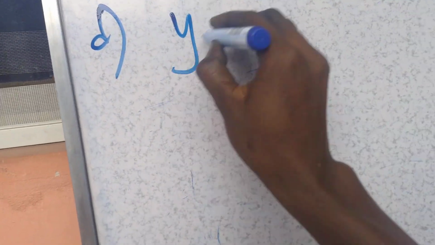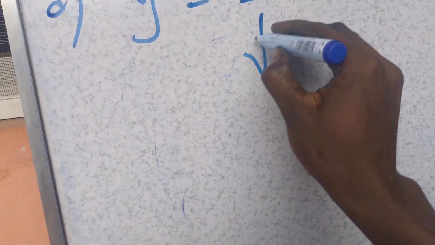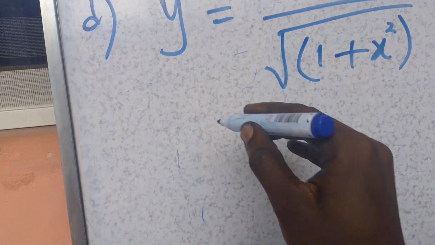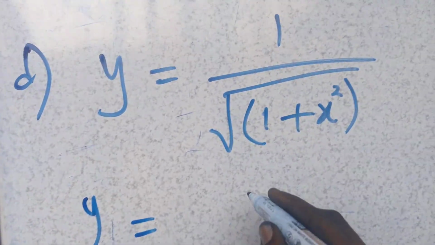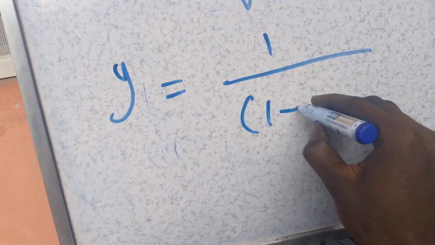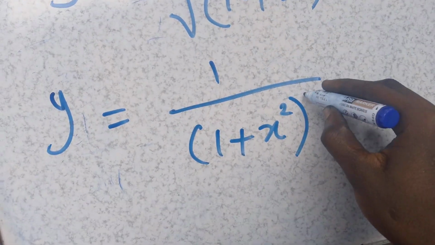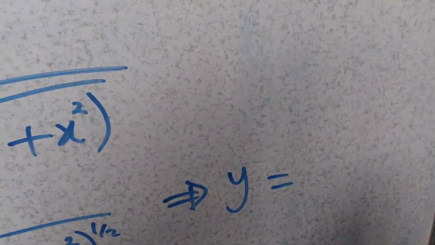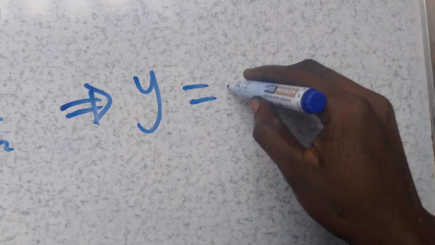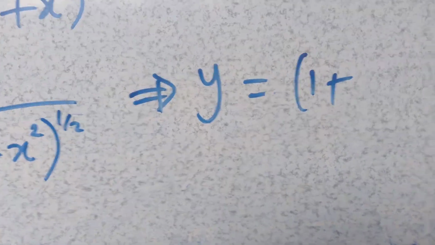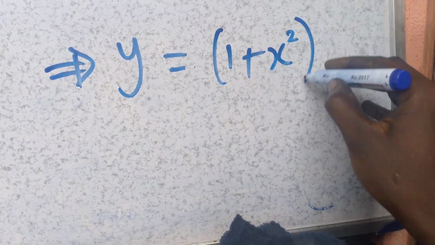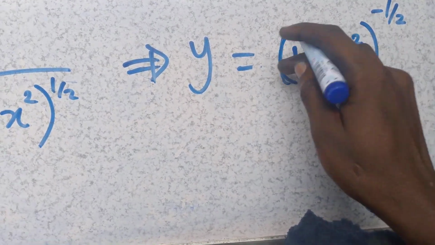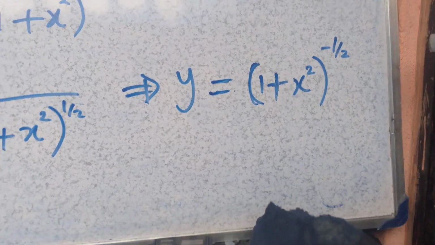Question D says y is equal to the reciprocal of the square root of 1 plus x raised to power 2. This is similar to saying the reciprocal of (1 plus x raised to power 2) raised to power of half. Which means that y is equal to (1 plus x raised to power 2) raised to power minus 1 over 2. Okay, so that is it.